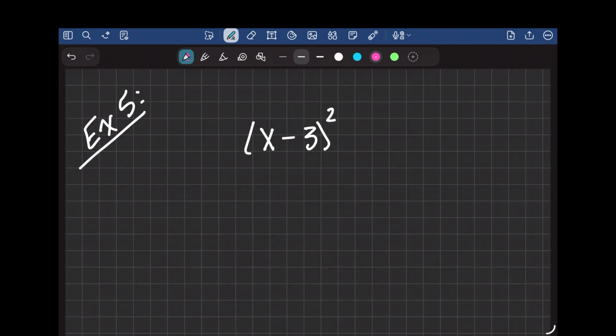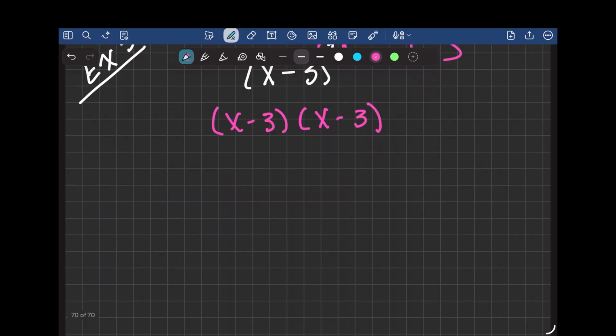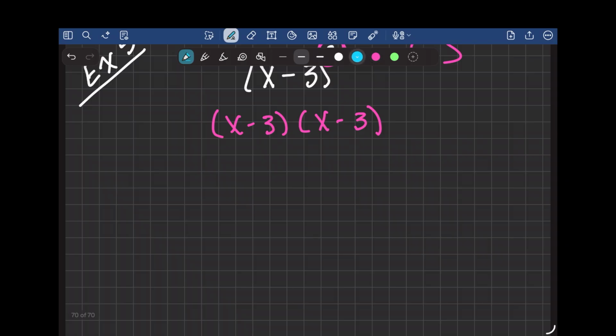All right, and looking at example 5, when you see this squared outside, that means you must repeat parentheses. Okay, so must repeat, and I'm just going to draw the parentheses here. So instead of just multiplying that 2 with the x and the 3, we want to expand. So this right here is actually going to be x minus 3 times x minus 3. That is probably the biggest mistake that we see on these types of problems. So now that we have it set up, we can do FOIL just like we did before.